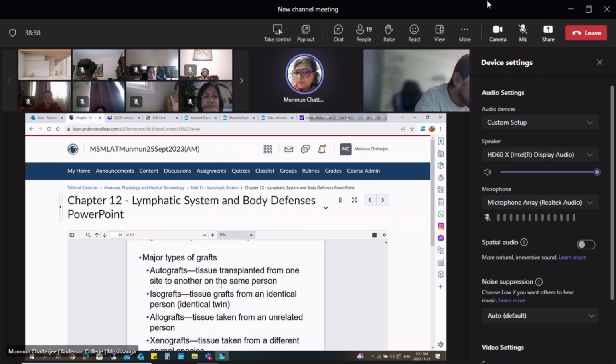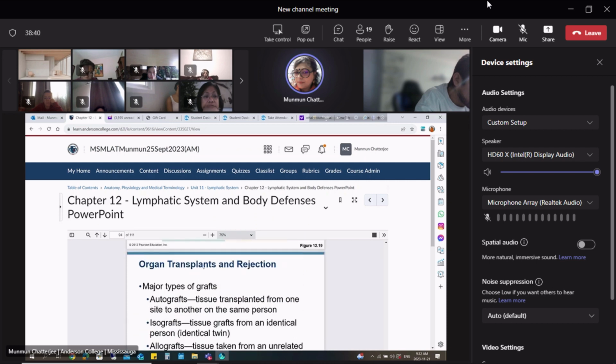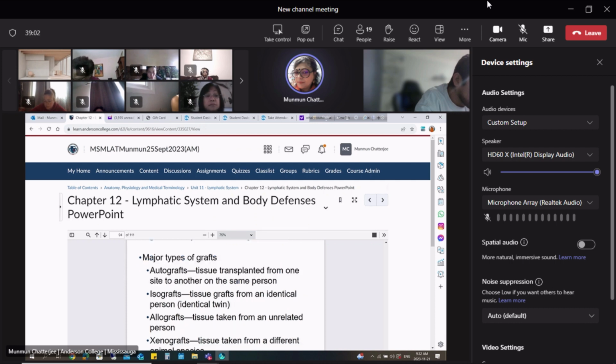Okay, these are important. Organ transplant and rejection is totally dependent upon the immune match. So, what are the different grafts? We have five major types of grafts.